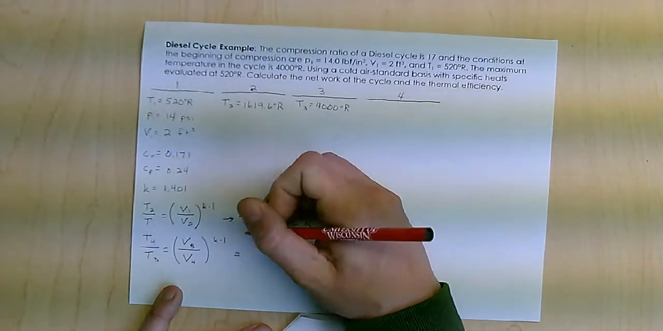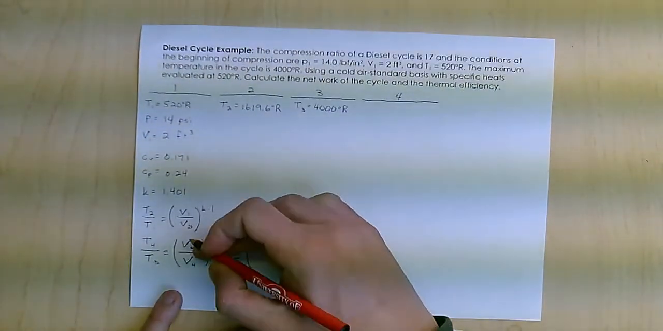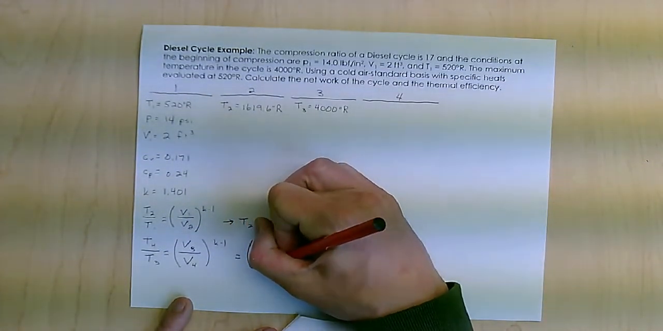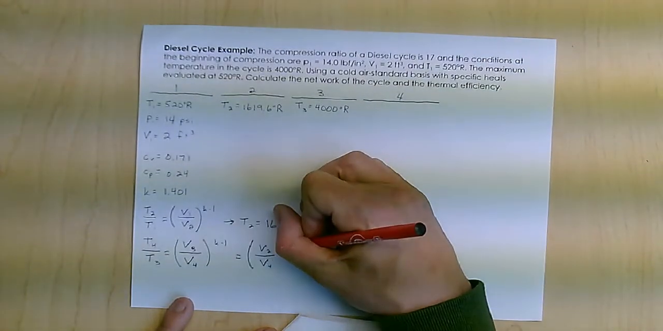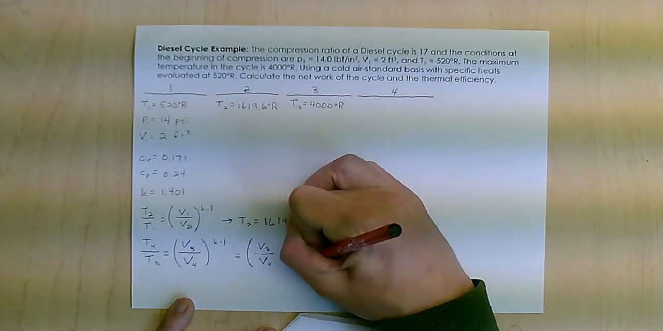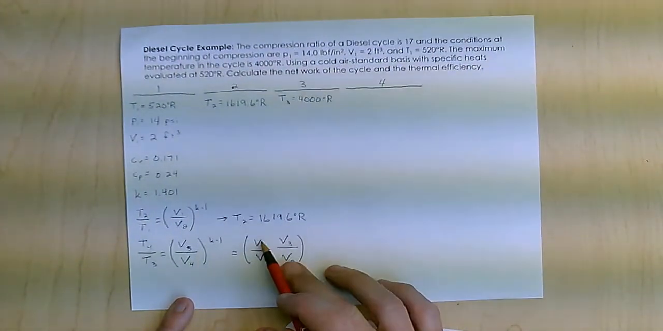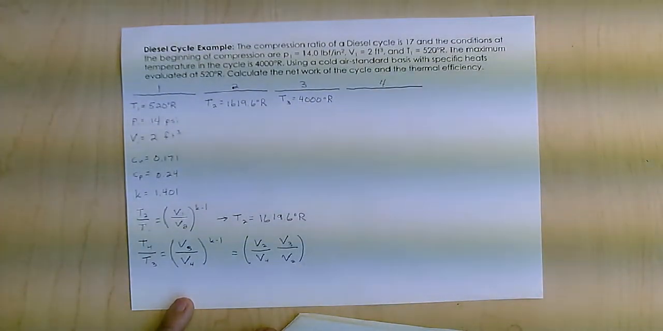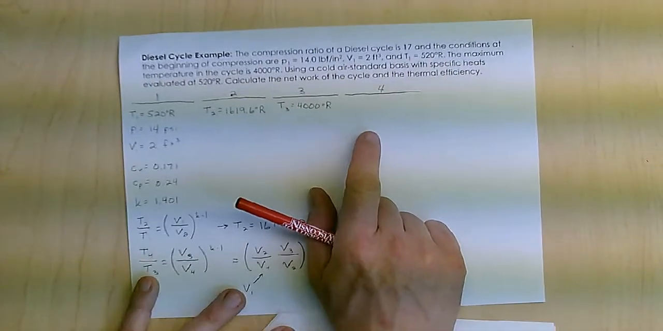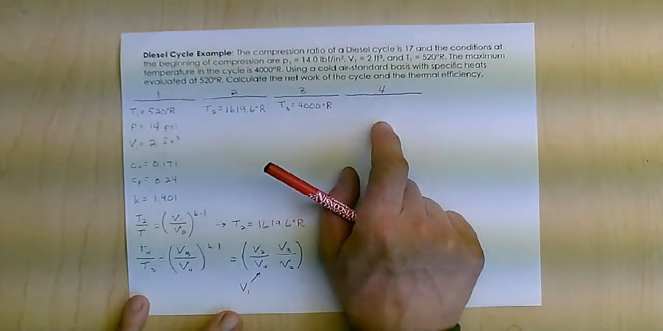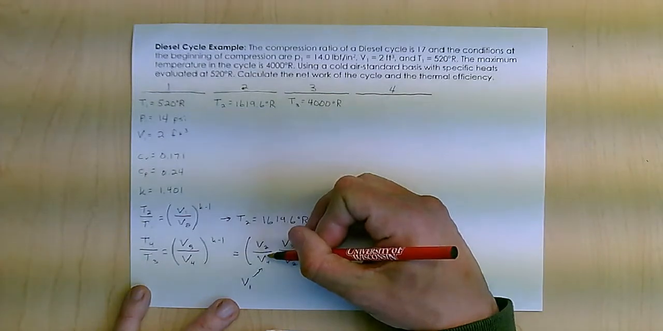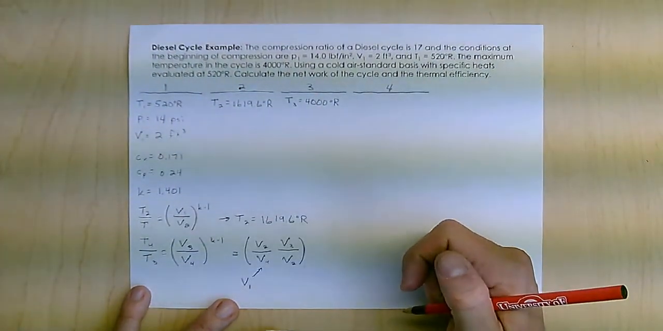So what I actually do here is instead of V3 over V4, I take V2 over V4 and V3 over V2. So I just multiply and divide by V2 and V3. Okay, now V4 is V1, right? Because the last process is constant volume from 4 to 1, so V4 equals V1. This is my compression ratio of 17. Well, it's 1 over the compression ratio, actually.